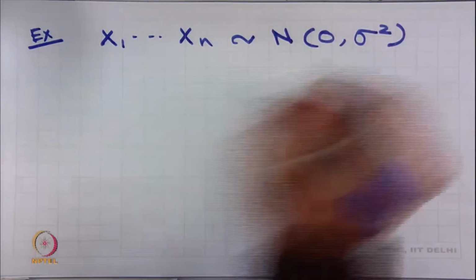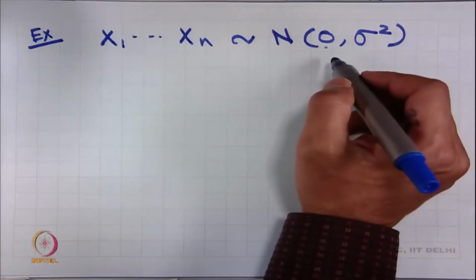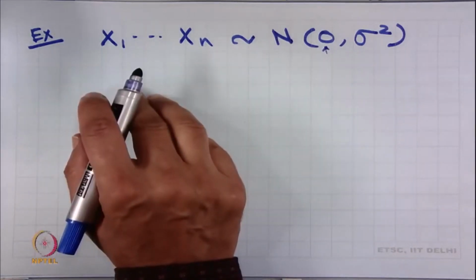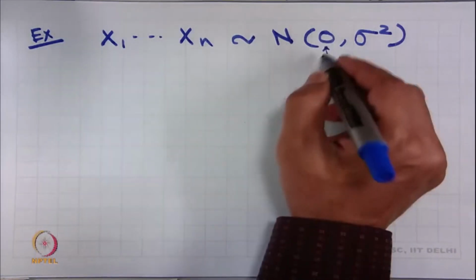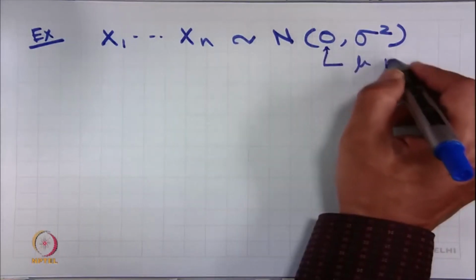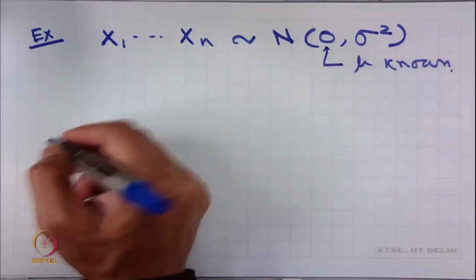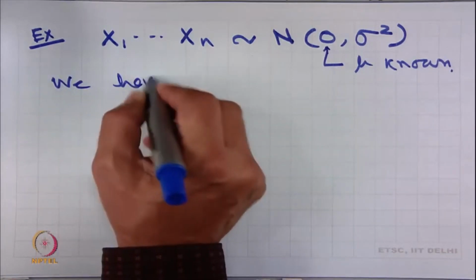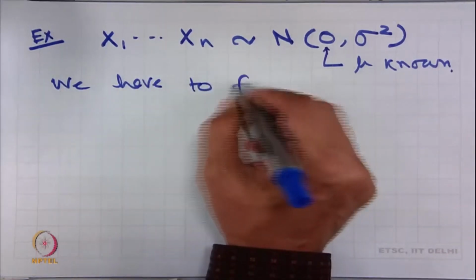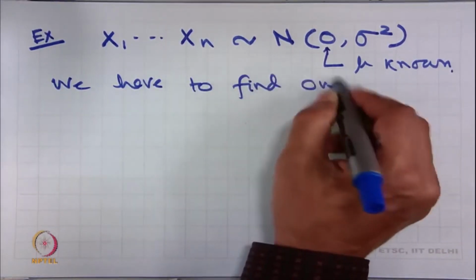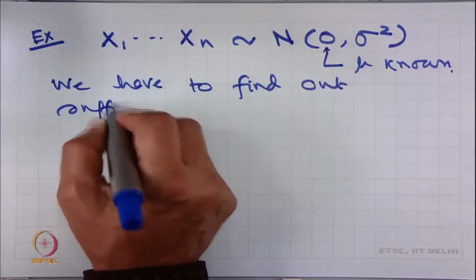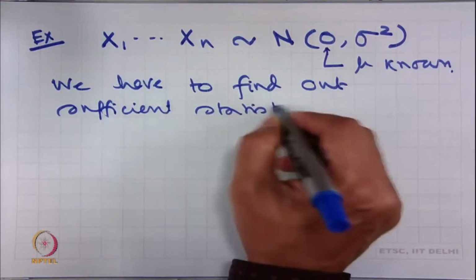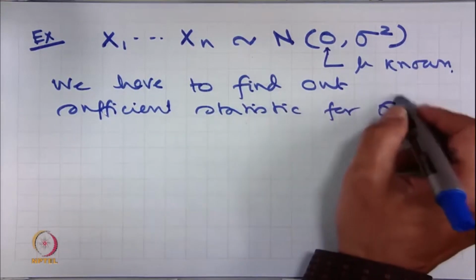Here again the mean is fixed. I have kept it at 0 to keep the equation simple. It works whenever mu is known. We have to find out sufficient statistics for sigma square.